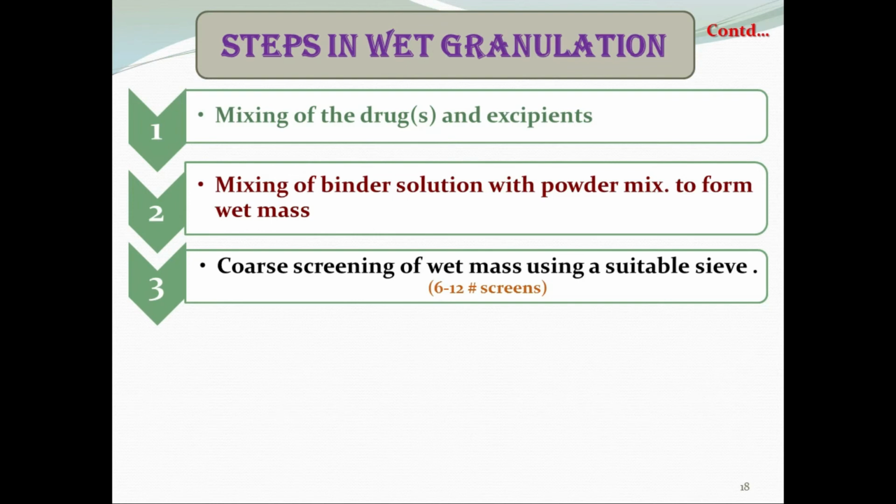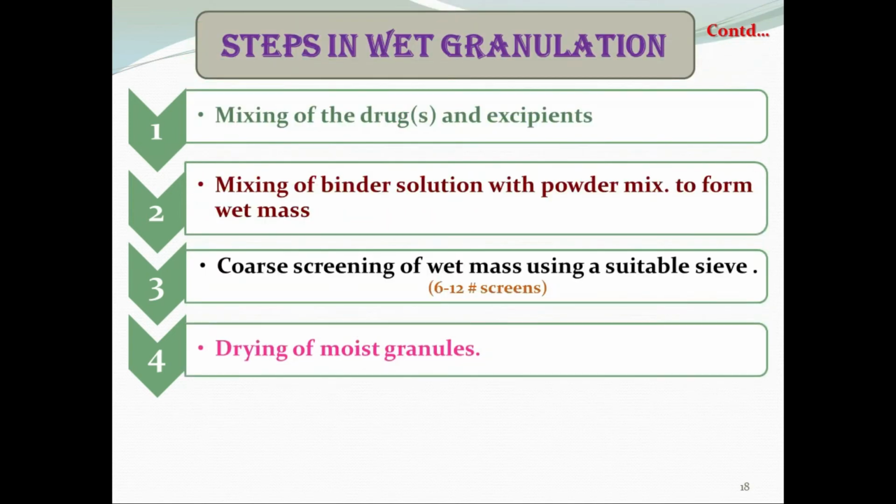Initially this is not for uniform size. You are saying sieving or screening, which is right, but we are doing the screening of the wet mass using a suitable sieve, that is 6 to 12, so that you get granules. In this step the granules are still not of uniform size; you will get some rod-shaped granules also, because the mass is wet. The next step, the fourth step, is that we simply pass the wet mass forcefully through the sieves, and whatever granules you get at the bottom, then the fourth step is drying of these moist granules.